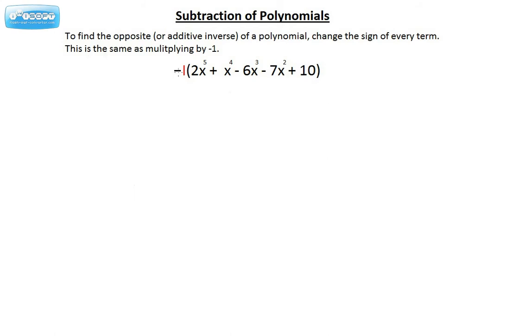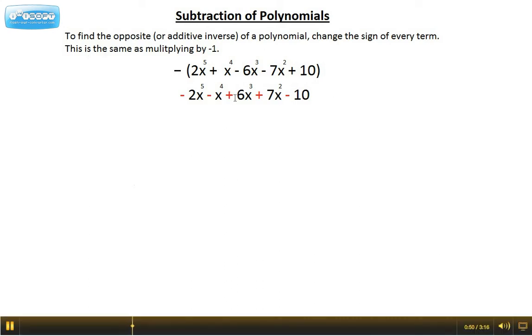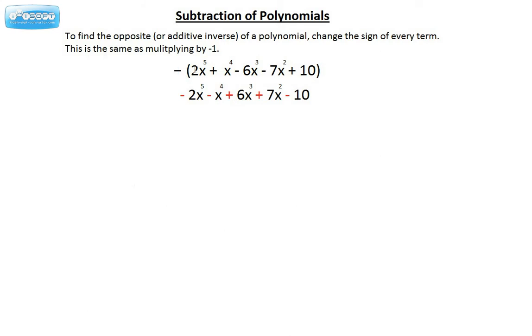So think of this as the opposite of 2x to the fifth, or you could say -1 times 2x to the fifth, and then do the same for the other terms. Here you can see that every term that's inside this parentheses is changed. Positive 2x to the fifth became negative 2x to the fifth. Positive x to the fourth became negative x to the fourth, and so on. But when you see a minus or negative in front of the parentheses, this just tells you to change the sign of each term inside.